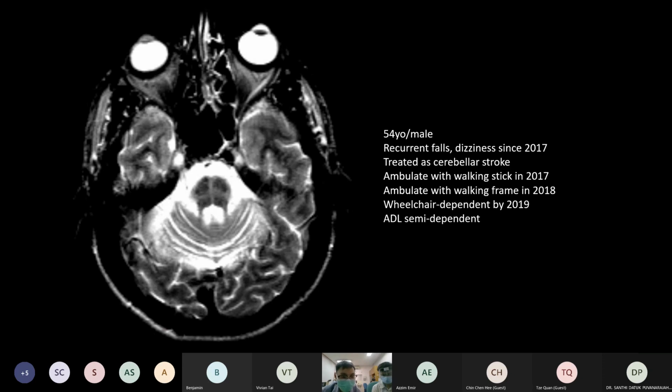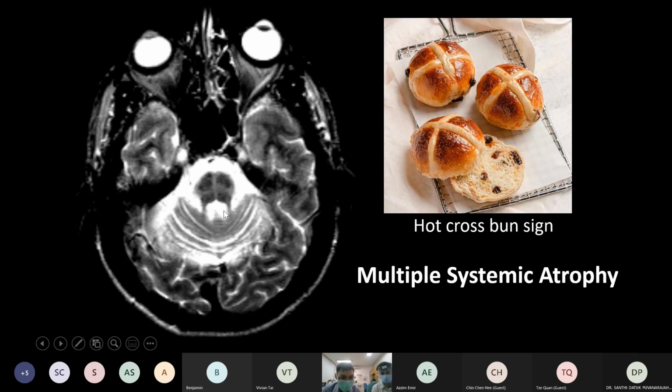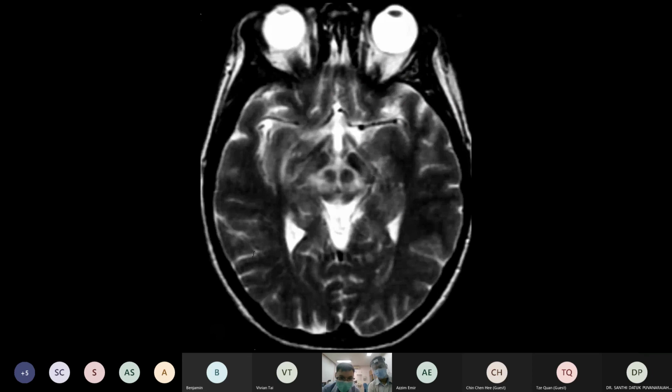something similar to the MRI in the slide here, which I think everyone should know because everyone attended Twin's CME on multiple system atrophy, because of this hot cross bun sign. So this is a very specific sign for MSA. And for that, the patient actually has MSA-C because of the cerebellar involvement, not so much Parkinsonism.